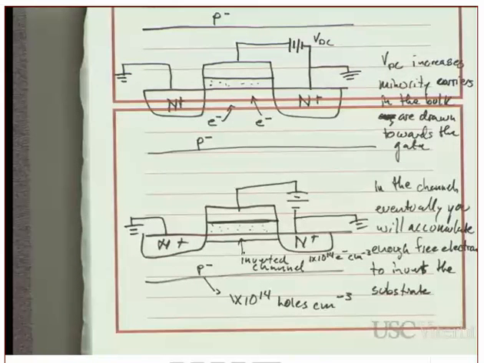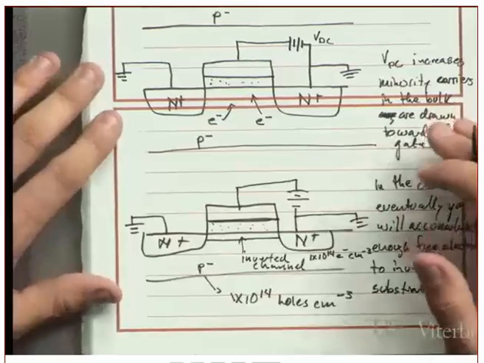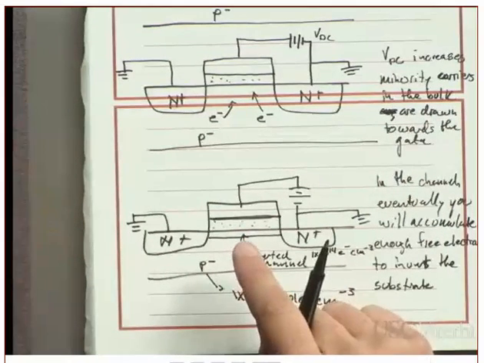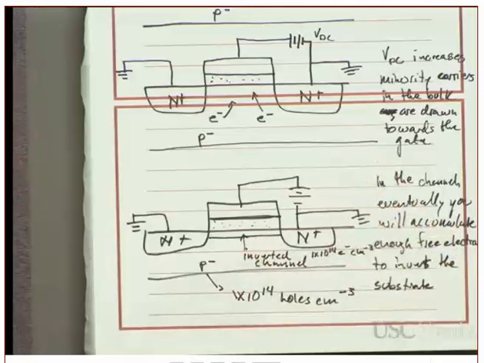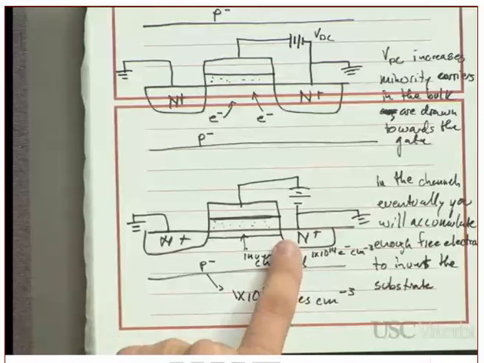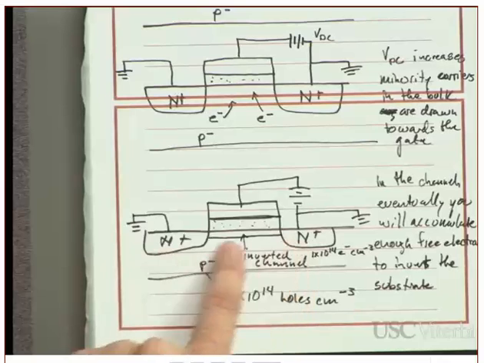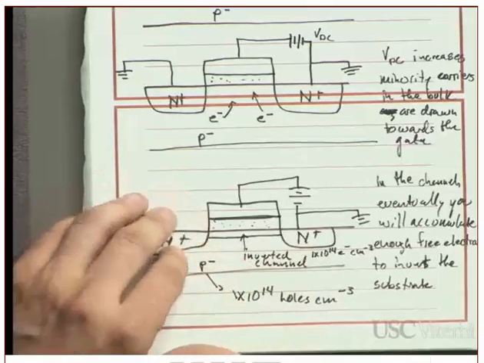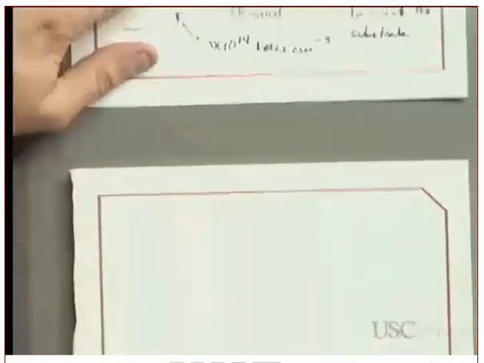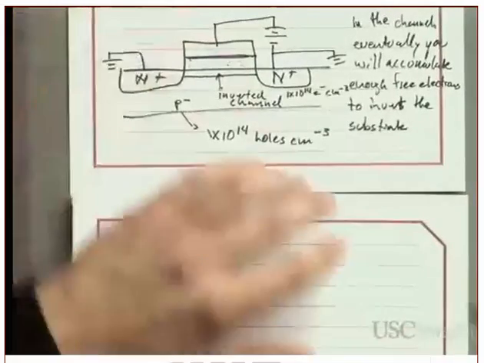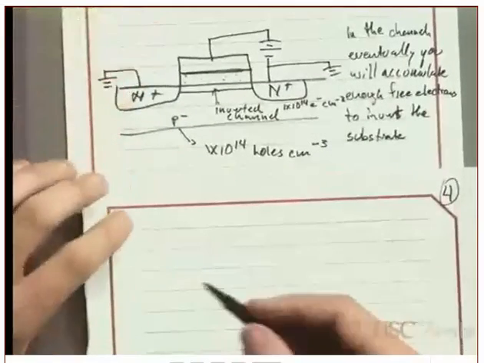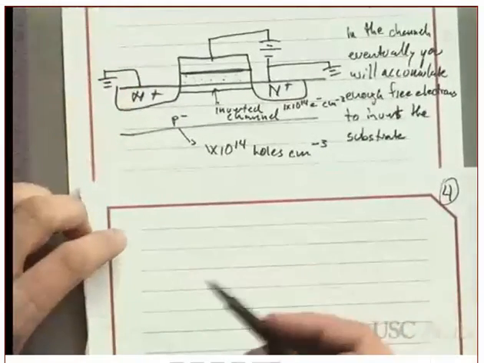So this is what we mean when we say the transistor's on. We mean that we have an inverted channel underneath the gate, and that electrons are basically free to travel from the source to the drain, or vice versa. Okay. So let's continue on. The next thing to do is obviously try to get electrons to move.